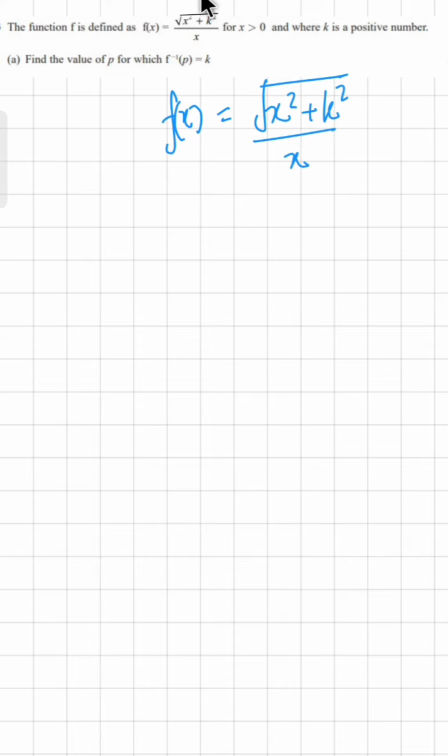k. So first of all, we need to find the inverse function of this, and then we will try this first part. So I'm going to find the inverse of this function. To find the inverse, first remove f(x) and assume it to be y. So I'm going to write y is equal to square root of x² + k² divided by x.